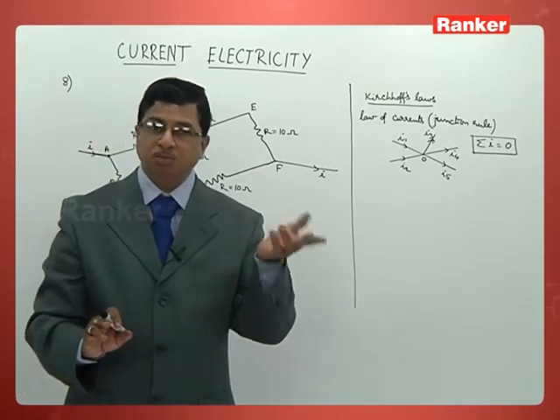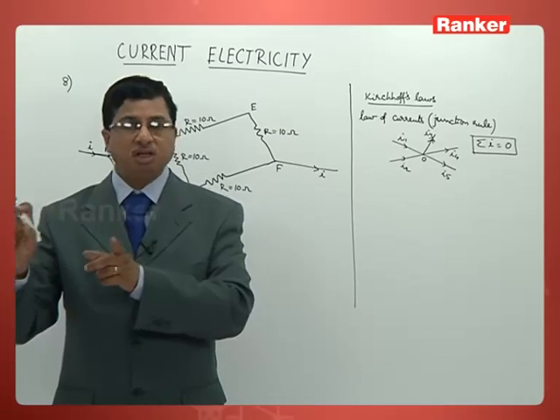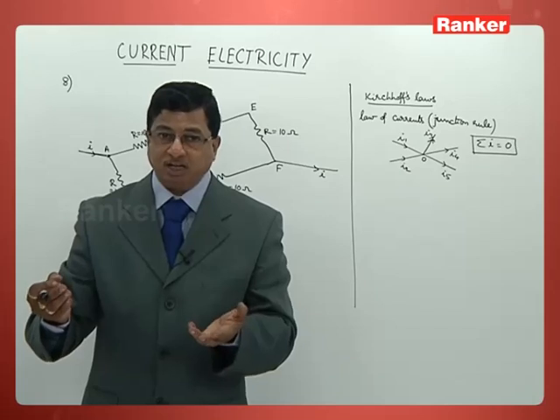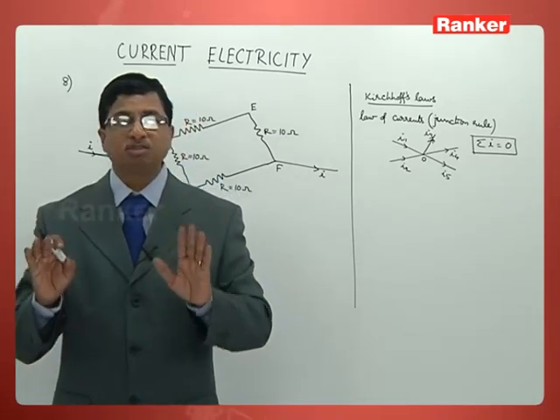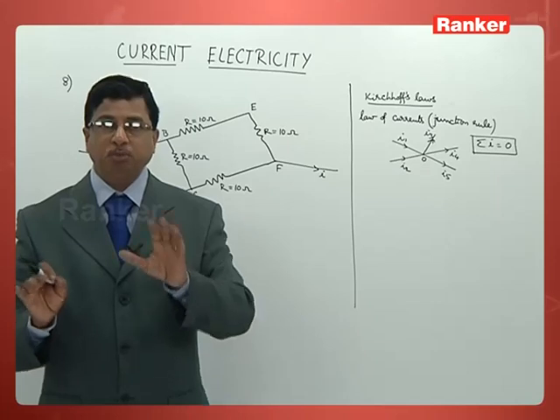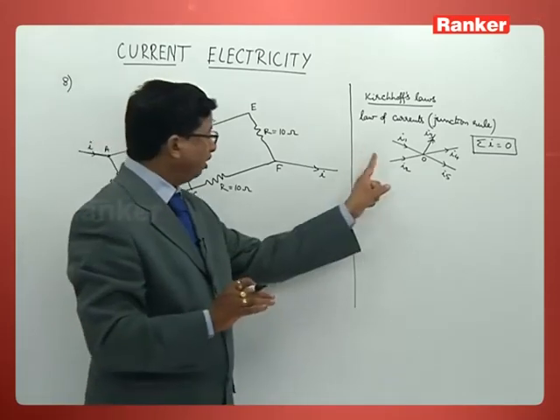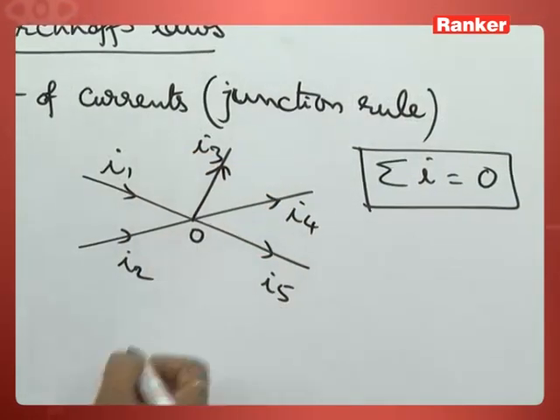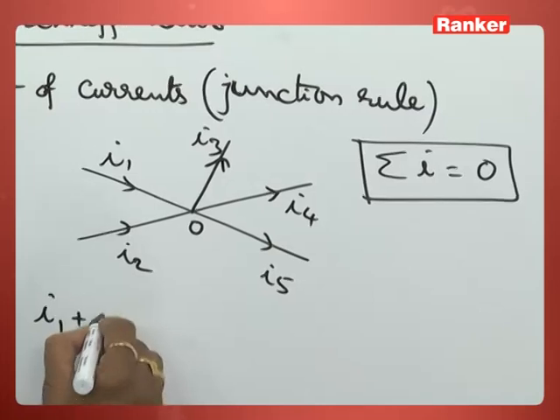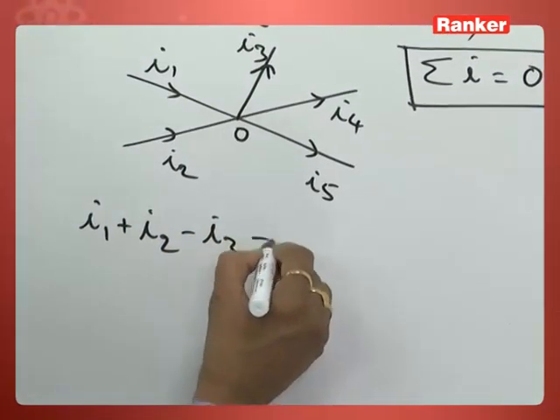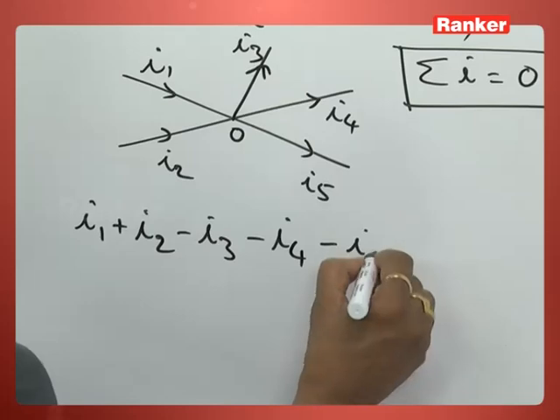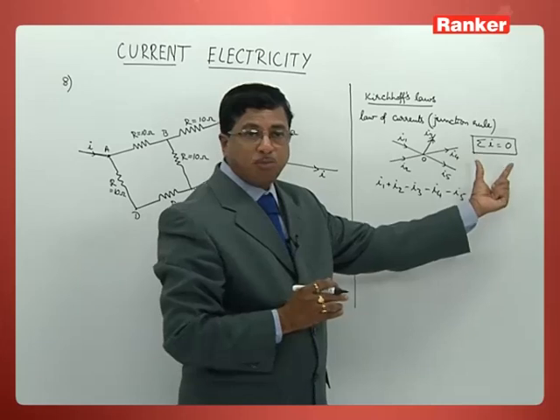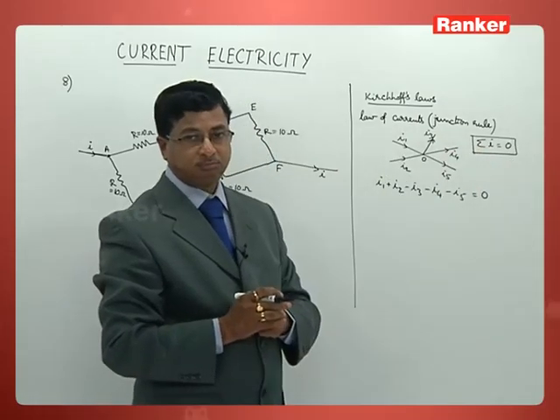If incoming becomes positive, outgoing automatically becomes negative. If outgoing becomes positive, then incoming automatically becomes negative. That is the way we have to add them. So according to this equation, if I take incoming positive and outgoing negative, I1 plus I2 minus I3 minus I4 minus I5 is equal to 0. This is called algebraic sum of currents.